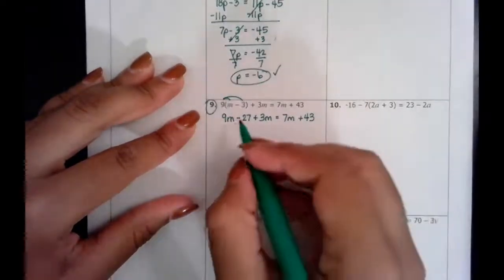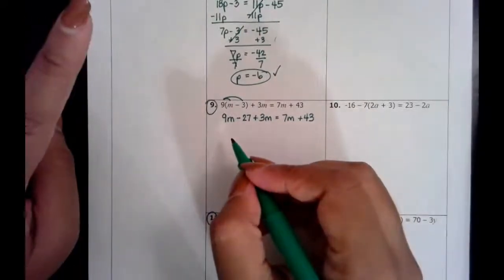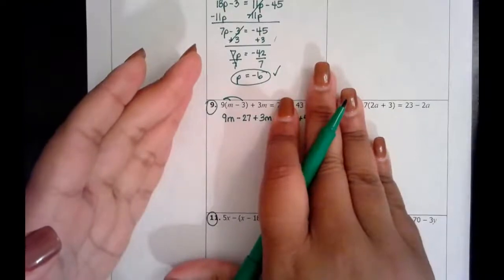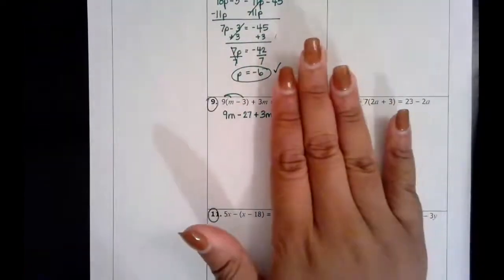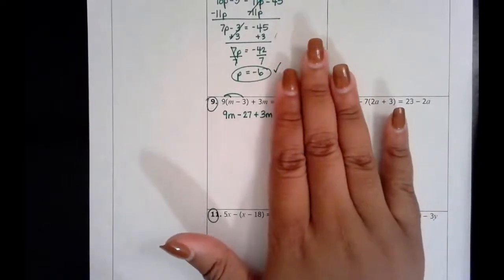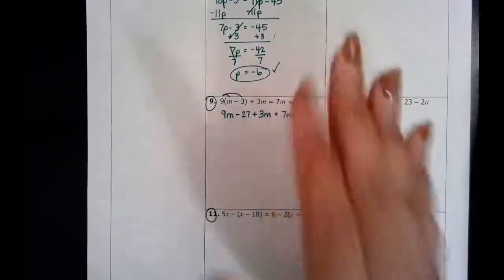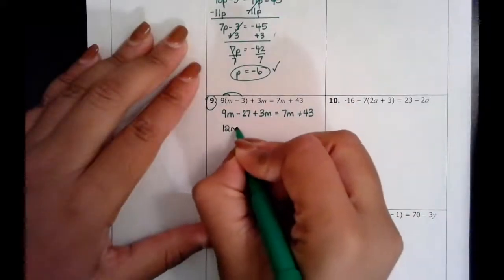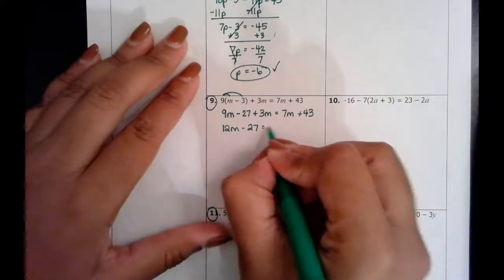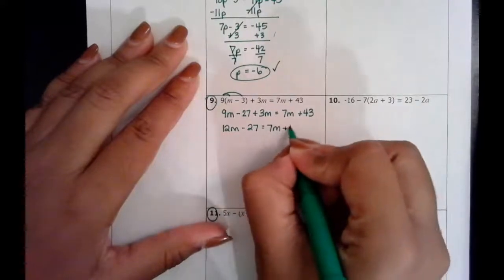Now, check for like terms on singular sides. So I have to look on this side by itself, and then look on this side by itself. I see like terms on this side, and that's the 9m and the 3m. So I can combine those two and get 12m minus 27 equals 7m plus 43.